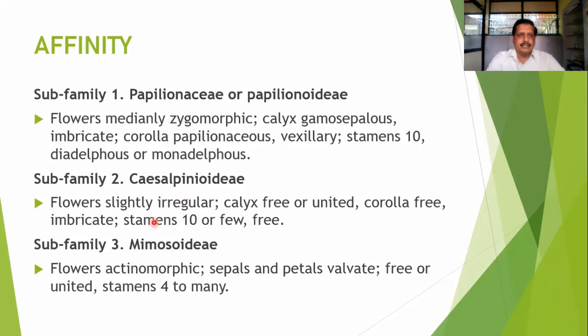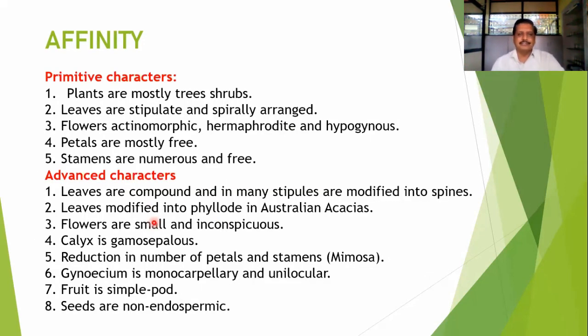So we directly go for the primitive and advanced characters in the family, where we can find this particular family Mimosaceae. These plants are mostly trees or shrubs. Now this tree or shrubby habit itself indicates the primitive character of the family. The leaves are stipulate and spirally arranged, with a leaf-like structure at the base of the petiole. So this is again a primitive character.